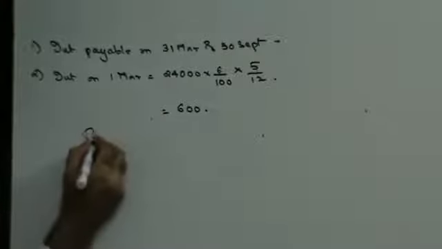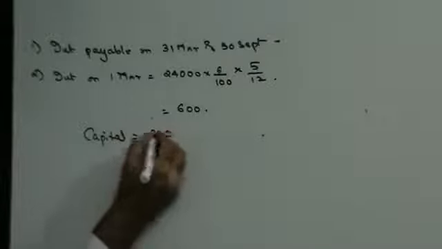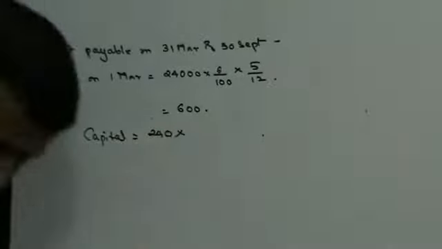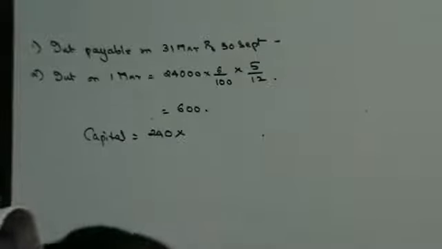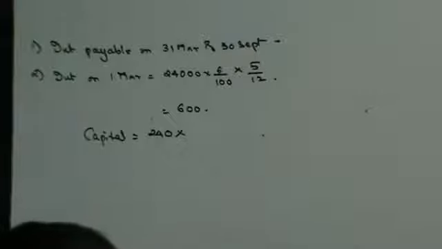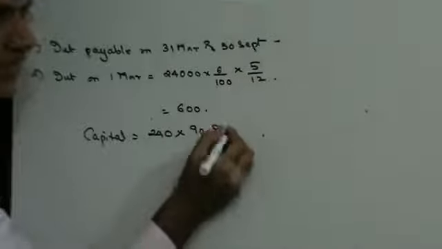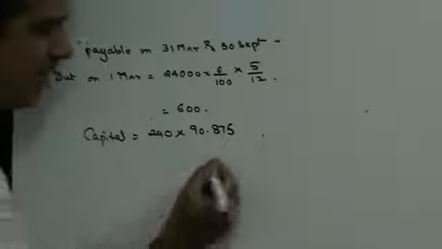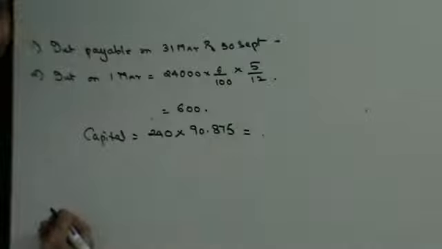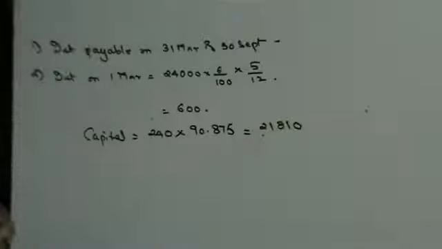Now let's find out the capital value. Capital value is 24,000, that means 240 shares. As per the new textbook, the rate is 90.875. You have purchased at 90.875. Someone please check this and tell me how much is this? 21,810. Okay.